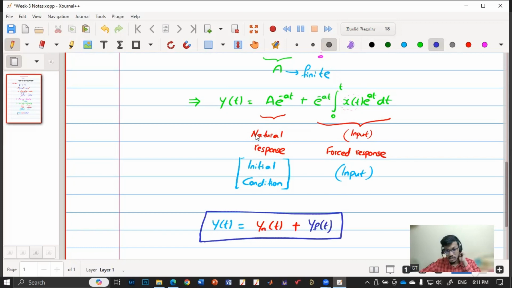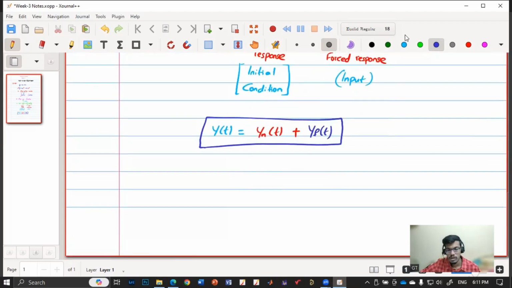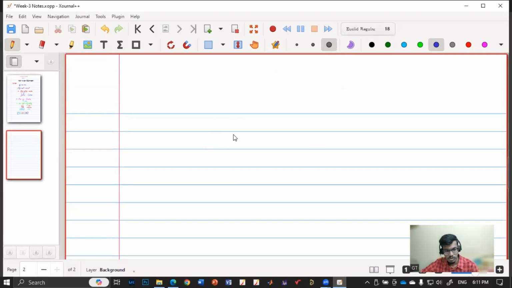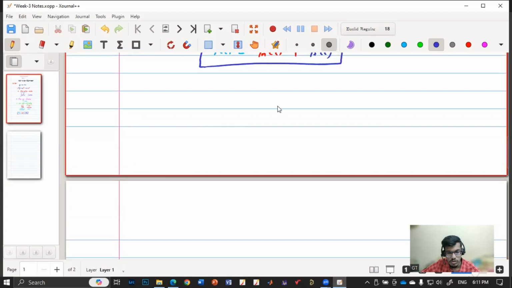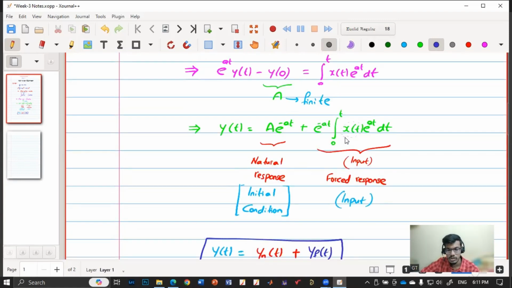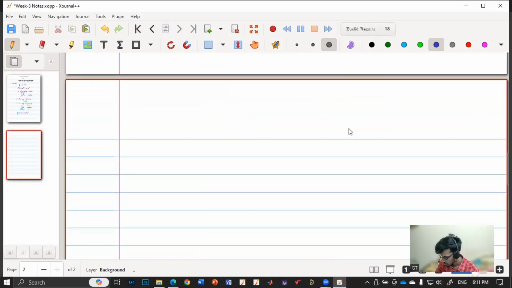Now let me consider yf of t. I'll take a new page. So now I am considering yf of t from my previous equation. So yf of t is e to the power minus at into the integral from 0 to t of x of t e to the power at dt.